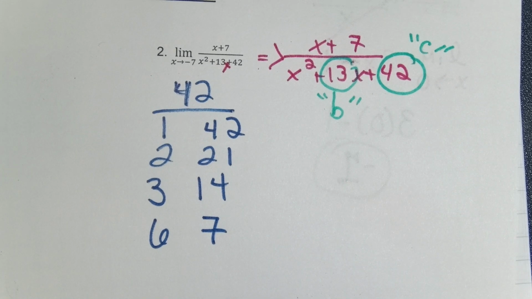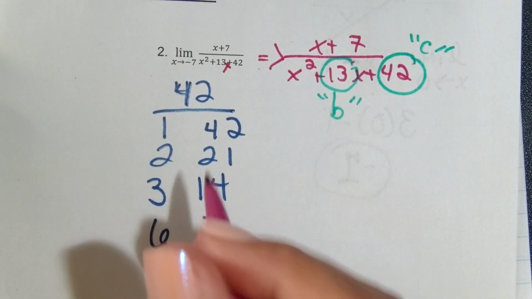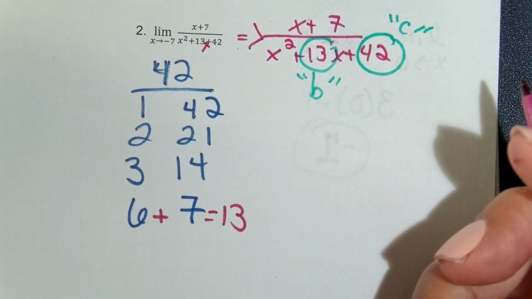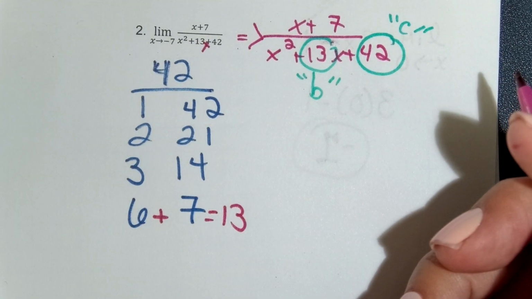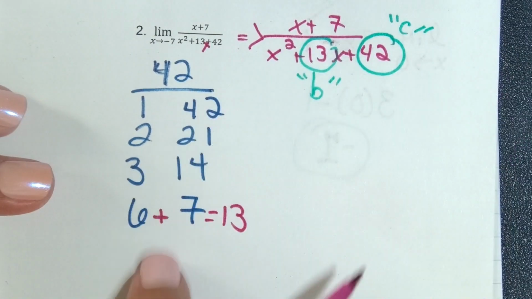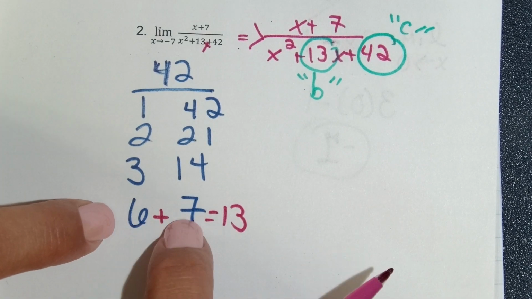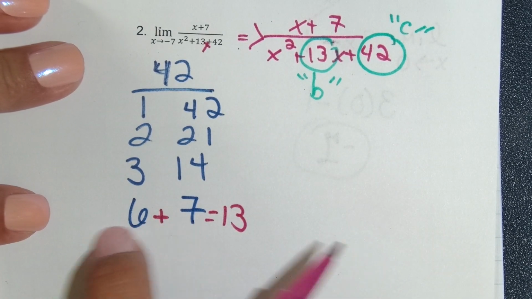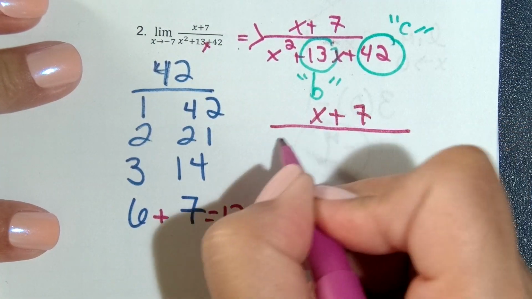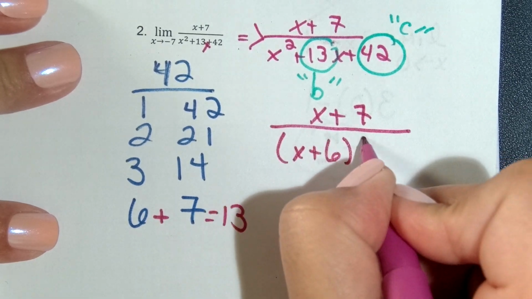At first glance, what factor pair will give me 13? 6 and 7. So when I add 6 and 7, I get 13. So that means this is going to be one of my factors, and this will be one of my factors, and I can create a factor pair of binomials. So I have x plus 7, x plus 6.